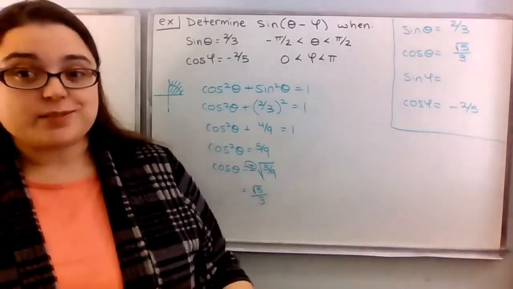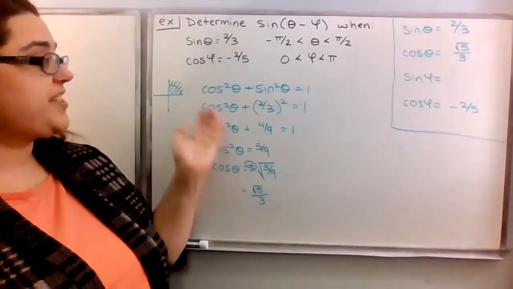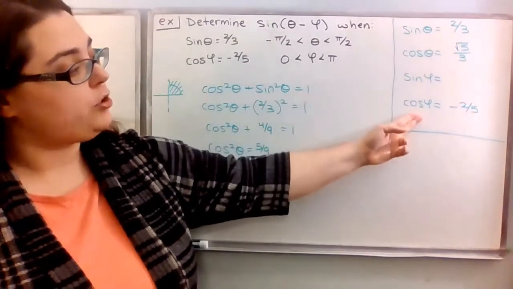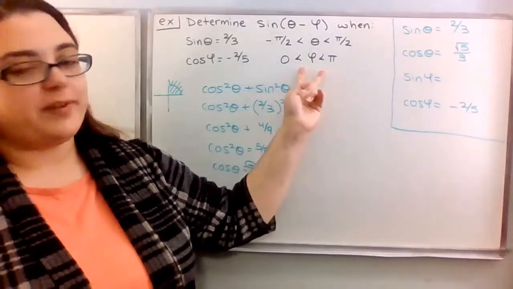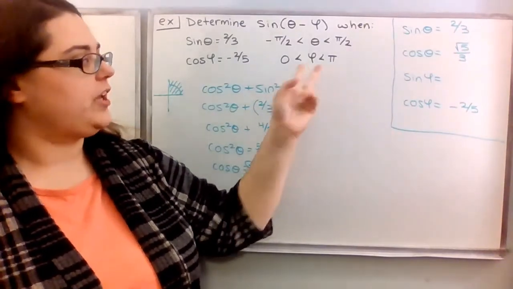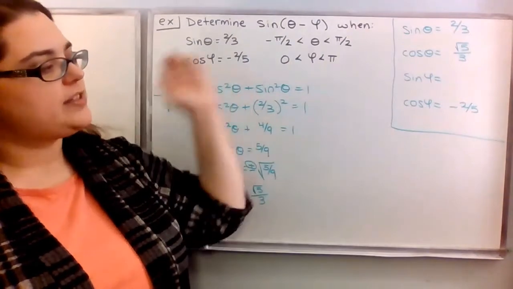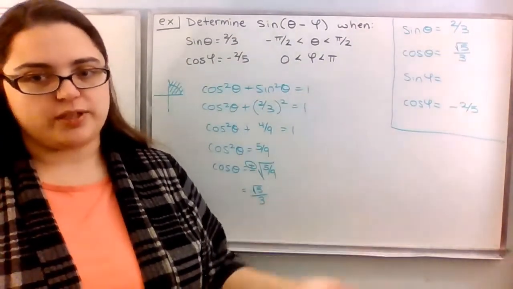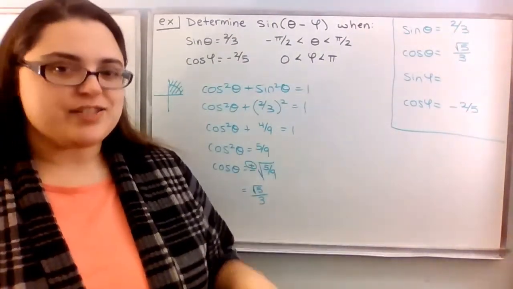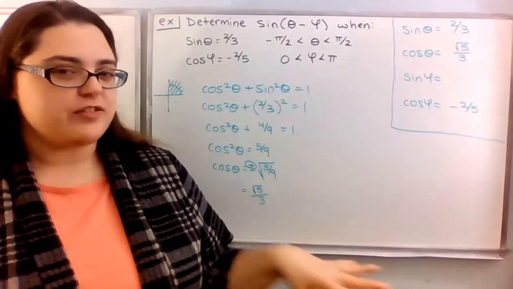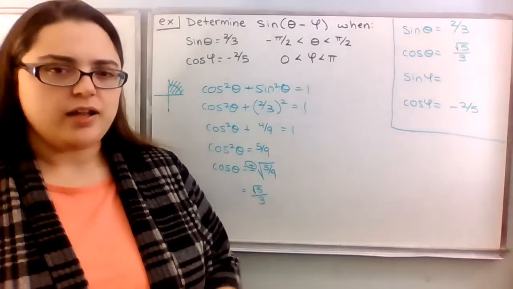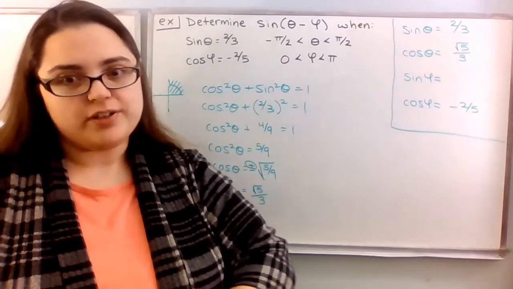Now we're going to repeat this process for sine of phi. So we have cosine of phi. We have some information about what quadrants we're living in, and we can use that to help us figure out what sine of phi is going to be. So if you want to practice finding that on your own, I recommend you pause the video here, practice finding that, and then you can unpause and we'll go through it together.